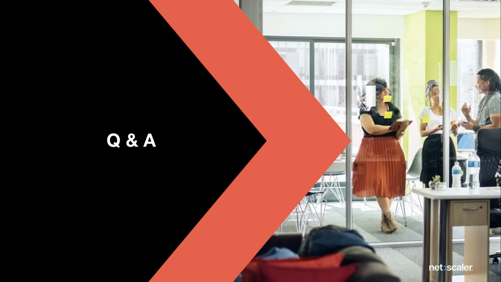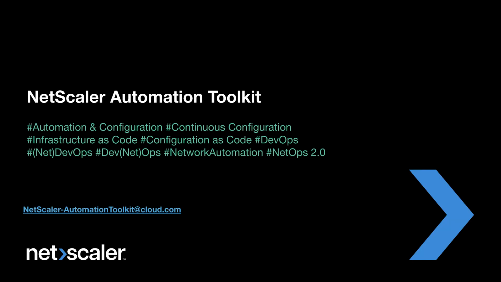Another question: can we see an example where the configuration is going to fail? We don't have an example handy to show right now, but please send an email to us at NetScaler-automation-toolkit at cloud.com, and we can schedule a call so that we can demonstrate this to you. It's a simple use case, it's just that we don't have it ready to demonstrate now. Also, we have a GitHub repository where you can post issues. We'll take a look at it and update you very quickly.